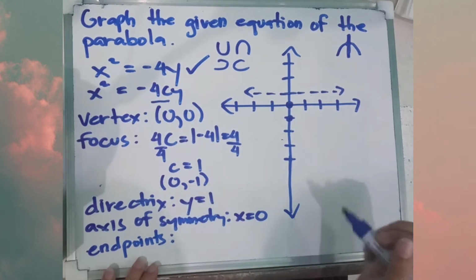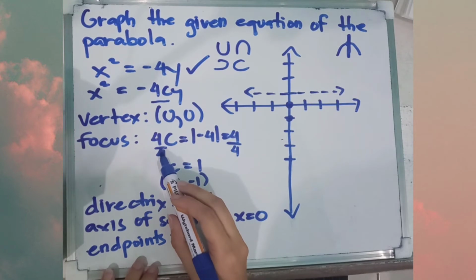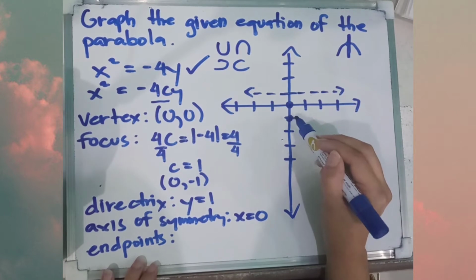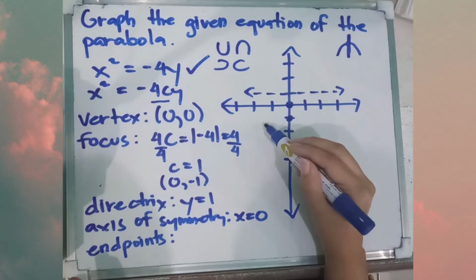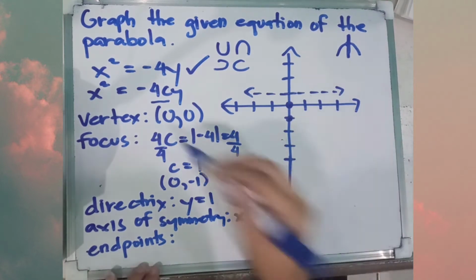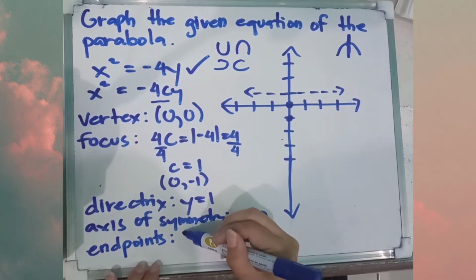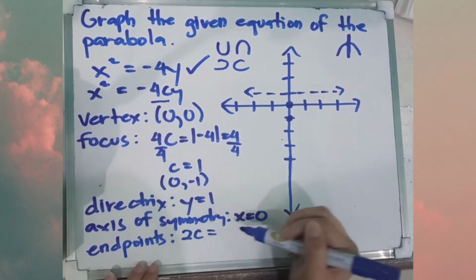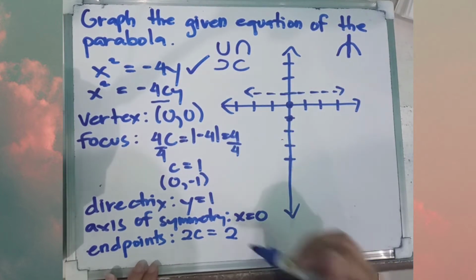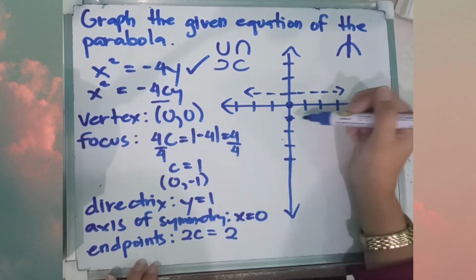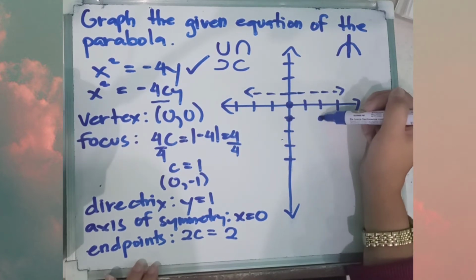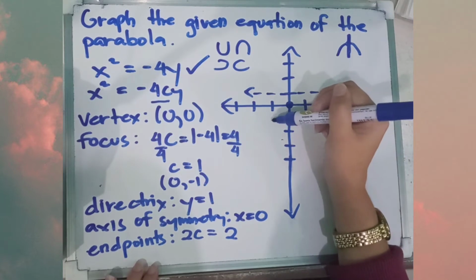Now again, recall that since our latus rectum is 4c, the whole distance, meaning from the focus going to one side, that's half of the latus rectum, and going to the other side is also half. So 4c will now be equal to 2c, which is equal to 2. Again, instead of using negative, we use positive because there's no such thing as a negative distance. So from the focus, we count 2 units to the right, that's 1, 2. That's one endpoint. And 2 units to the left, that's 1, 2.